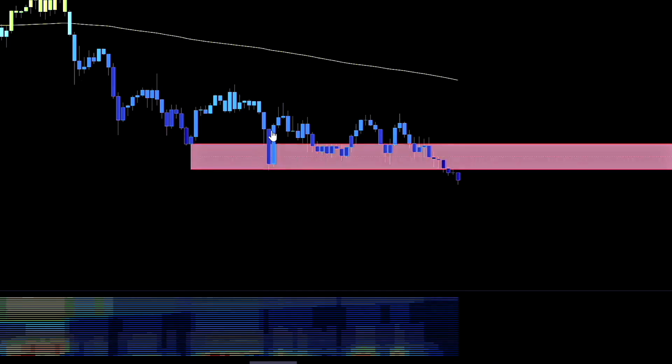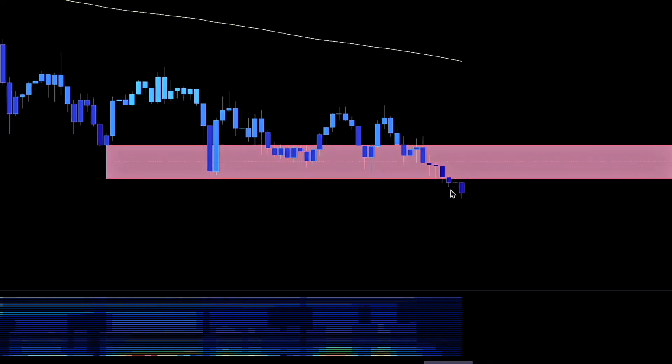Here's the support. Price tested it, failed to break, tested again, then a third time, and on the fourth, it broke and closed below. If that candle looks weak, skip forward a few candles. Price stayed below, confirming the breakout.